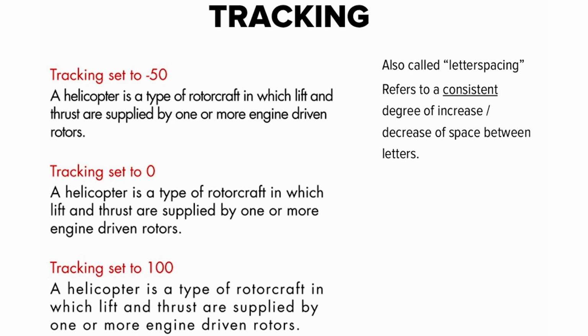Now in the first example, tracking is set to -50. In this example, every letter has -50 tracking. The second example has tracking set to 0, and in the third example, tracking is set to 100. In the second example, our eyes easily read this paragraph, which has tracking set to 0.